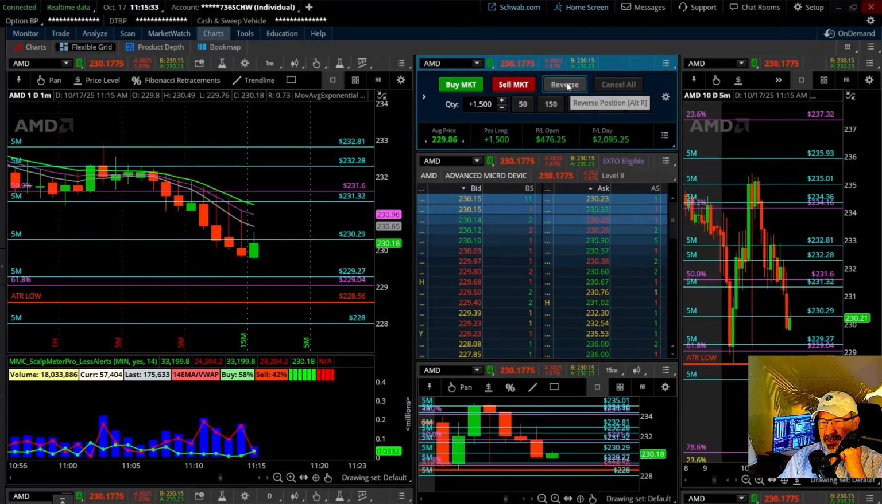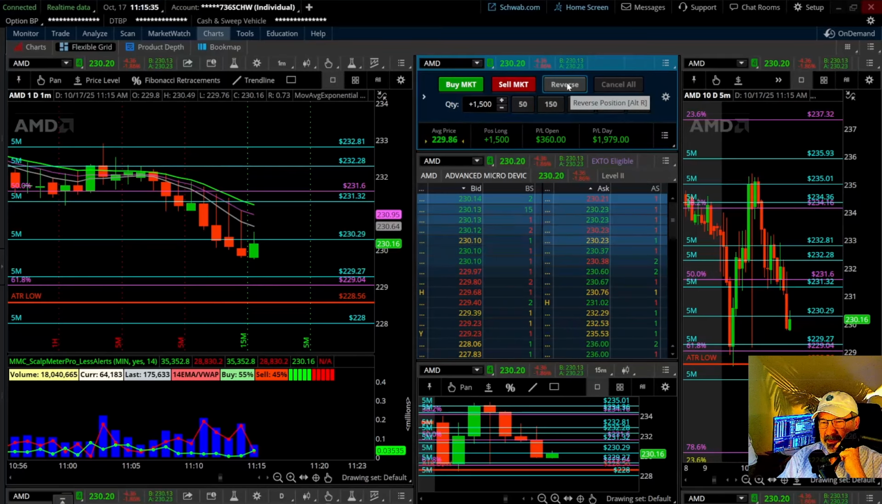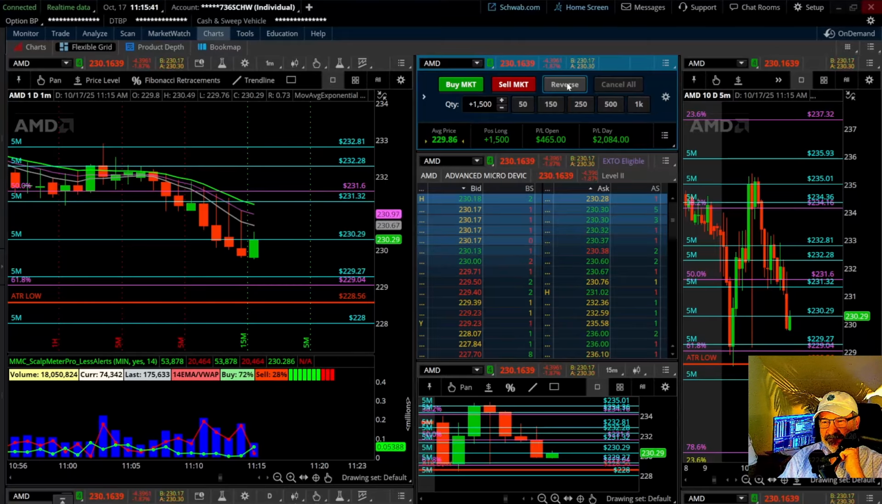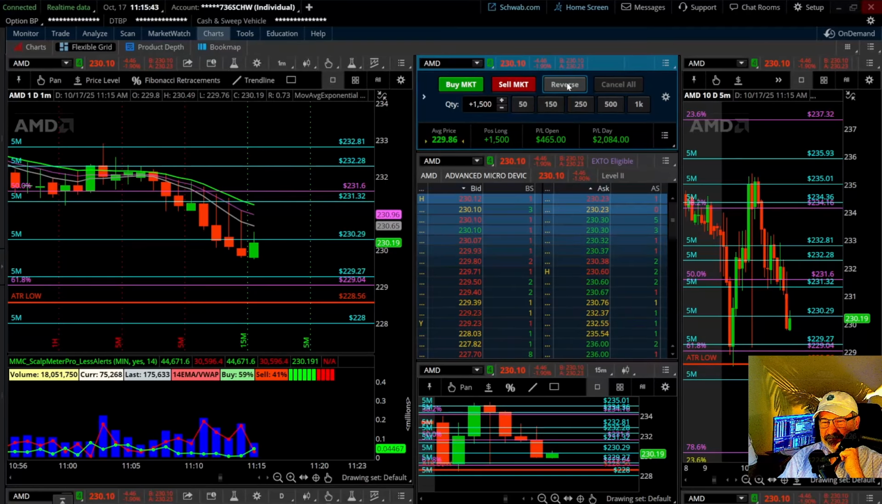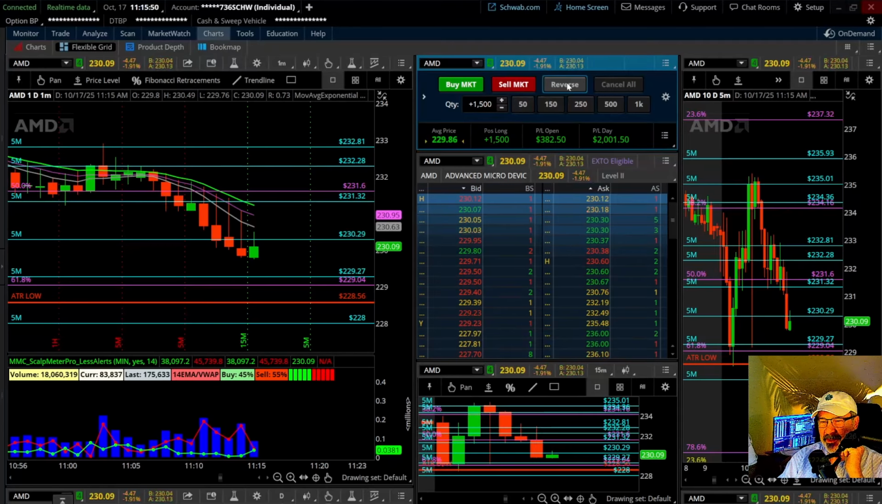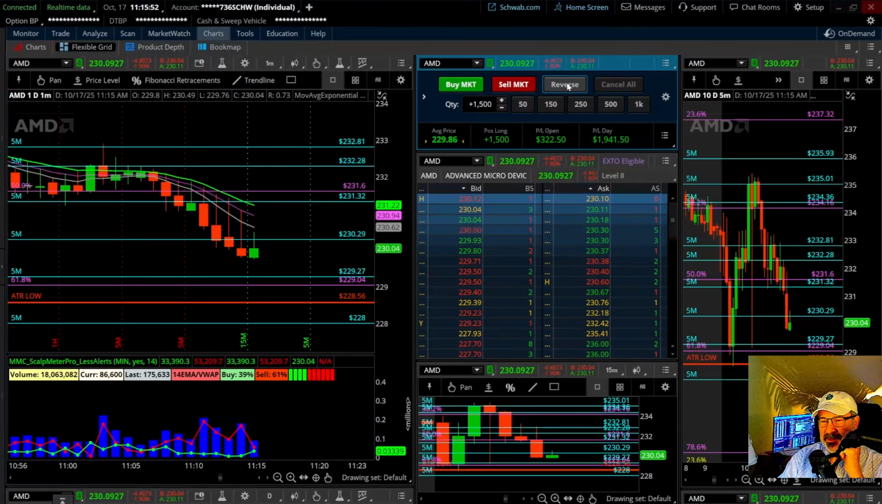It's really stalling here, guys. I'm going to try to get some short scalps in here. Let's see. It wants to go up. Kind of hitting the level that I originally saw, which is 230.30, and then bouncing back down. I could have got a couple of good trades right there.